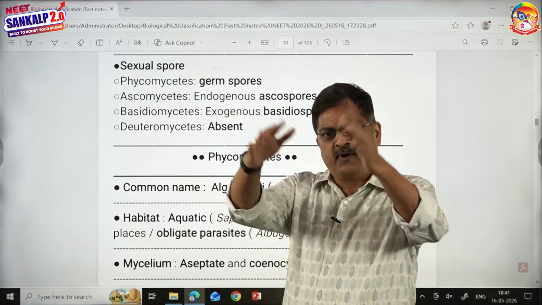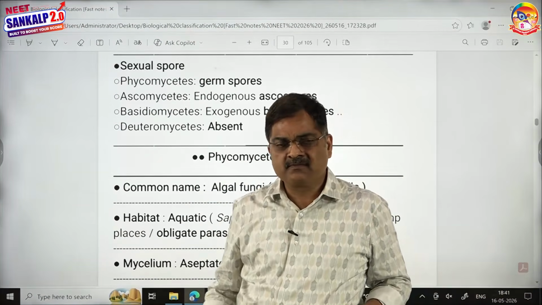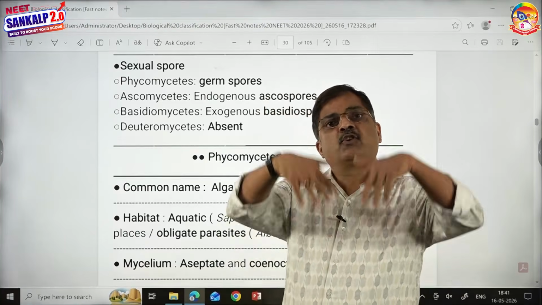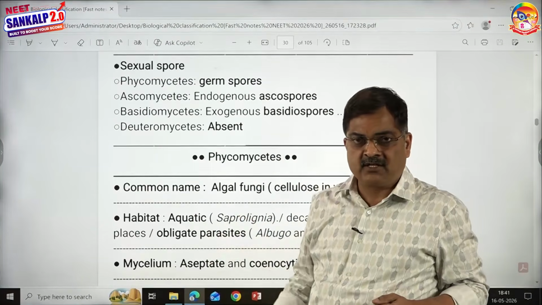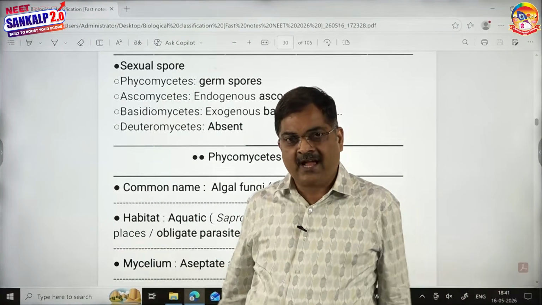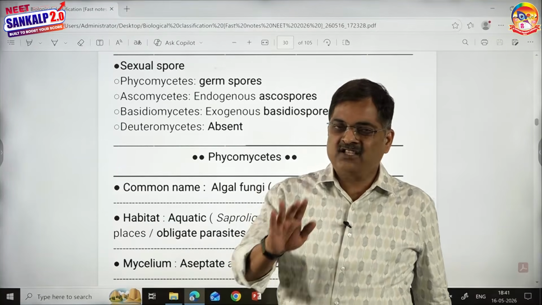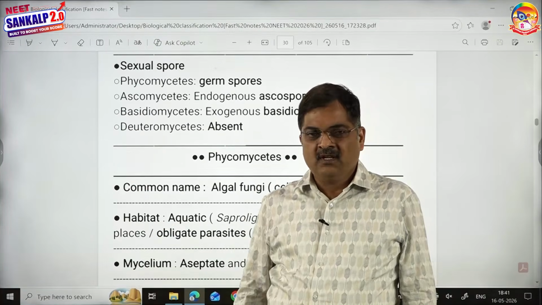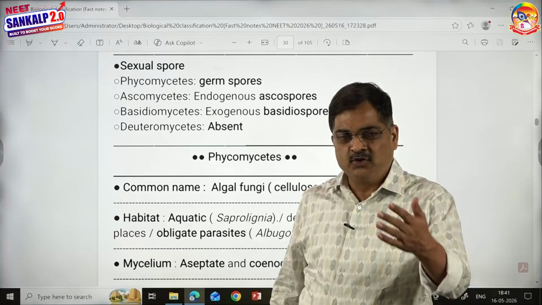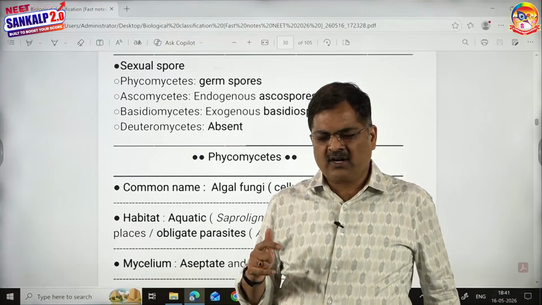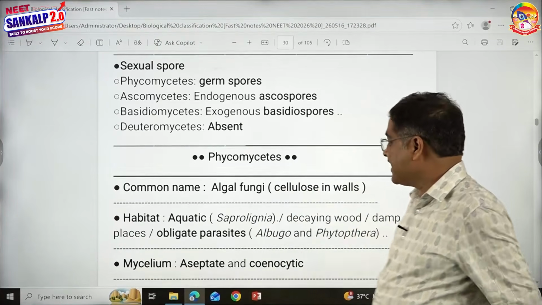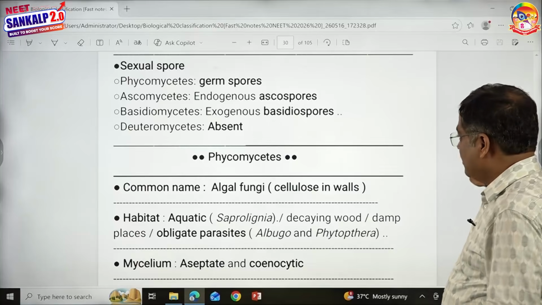Ascospores are sexual spores produced inside the ascus in Ascomycetes. Basidiospores are sexual spores produced outside the basidium in Basidiomycetes, and sexual spores are totally absent in Deuteromycetes. Nice facelift we gave to this chapter. It is just a formality for us to get rid of the 4 classes now. We'll go a little faster and get rid of this chapter.